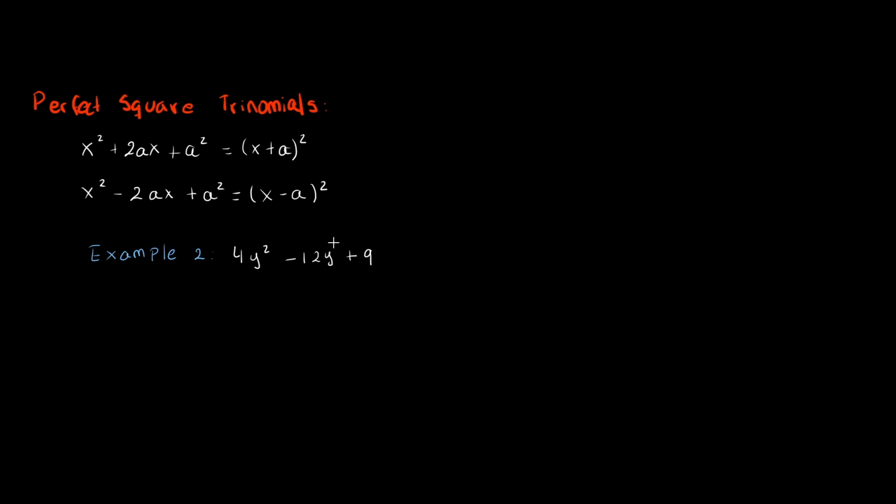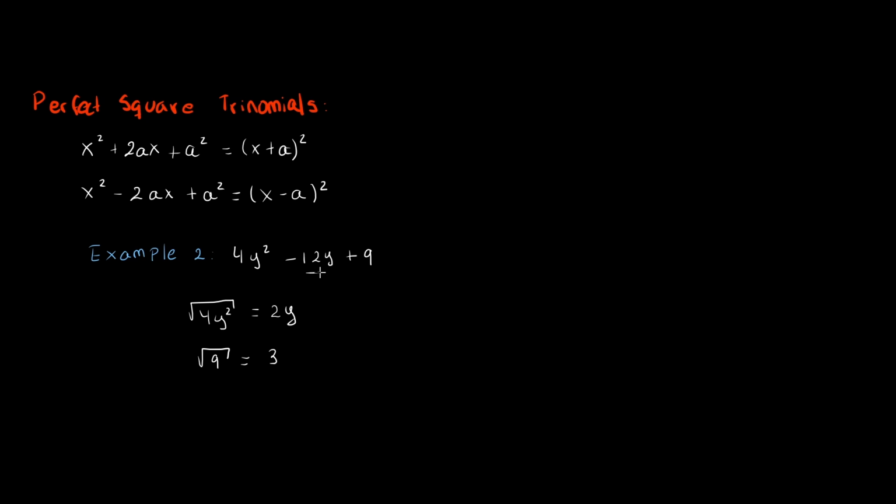Let's start by checking if the first and last terms are perfect squares. So, the square root of 4y squared. The square root of 4, we know it's 2. The square root of y squared must be just y. There we go. That's a perfect square. Now, the square root of 9 must be equal to 3. So 9 is also a perfect square.